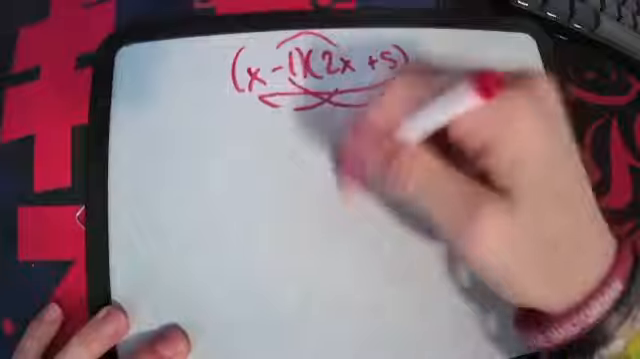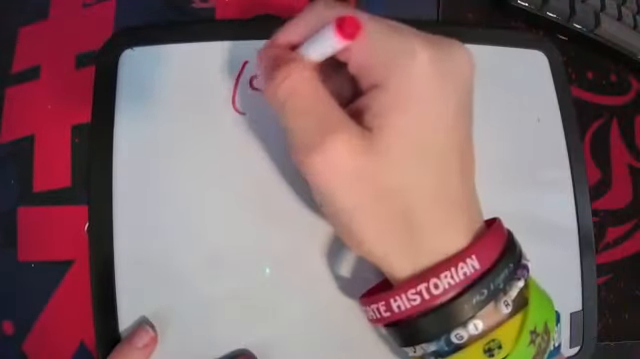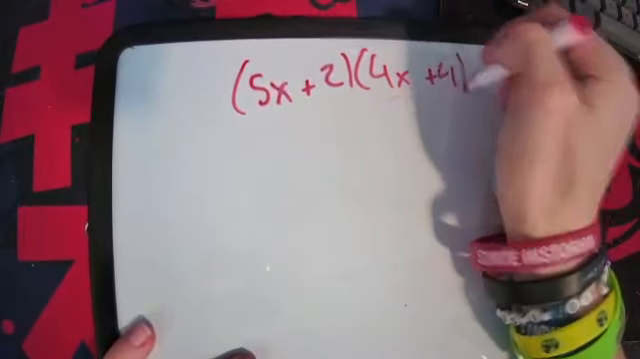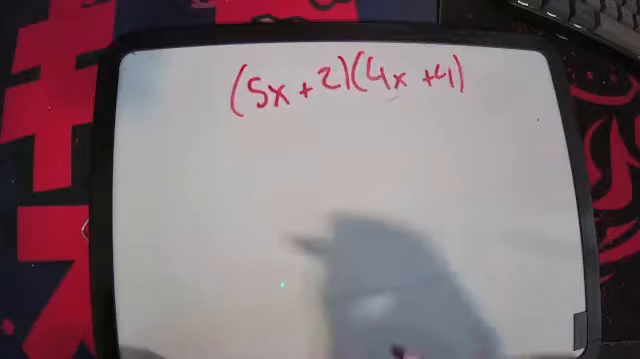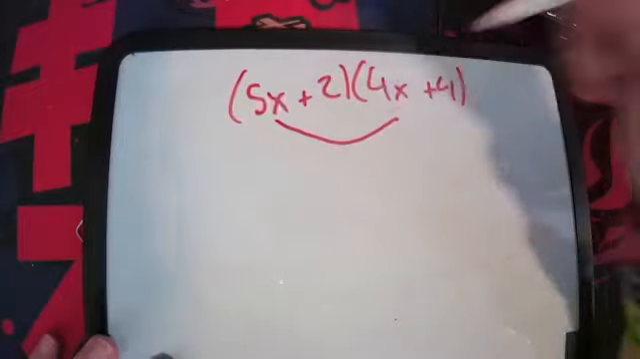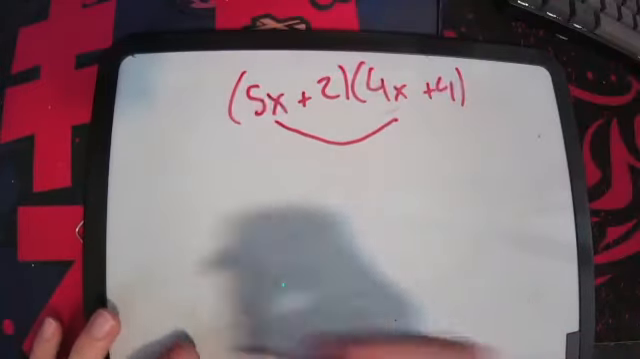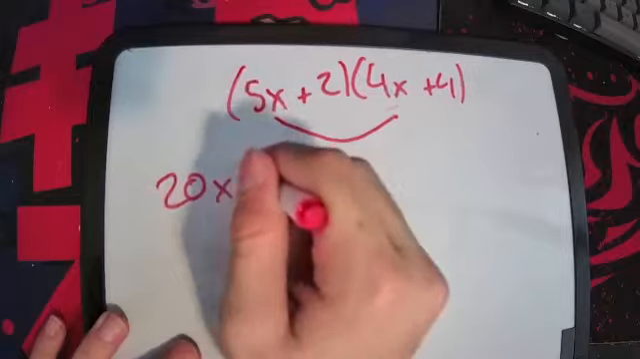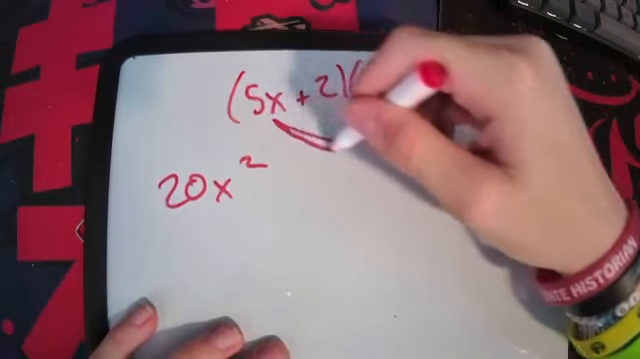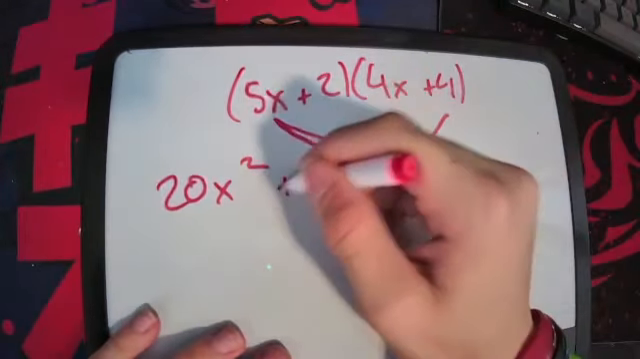Finally, let's move on to something a little tougher for our final example problem. So we have (5x + 2)(4x + 4). Very simply, we follow FOIL again. So we have 5x times 4x because those are the first two terms. So we have 20x squared. Then we multiply the outermost two terms together, the 5x and the 4, which is 20x.